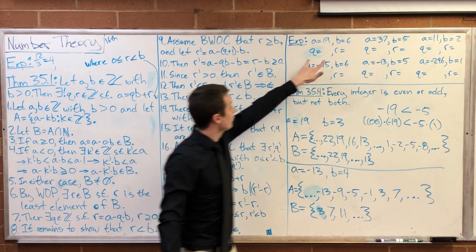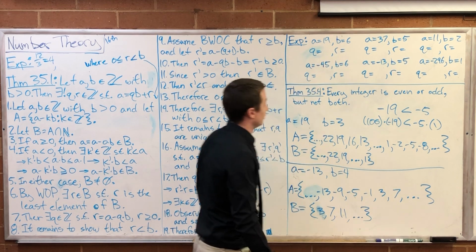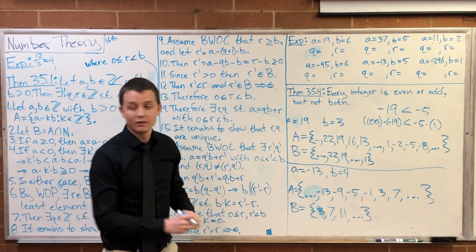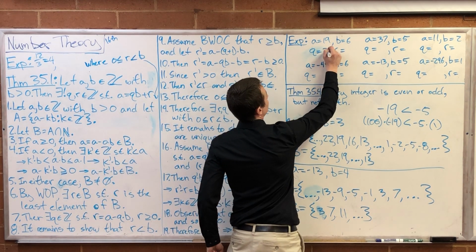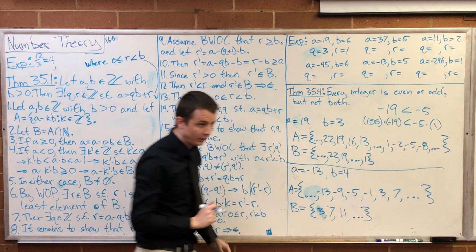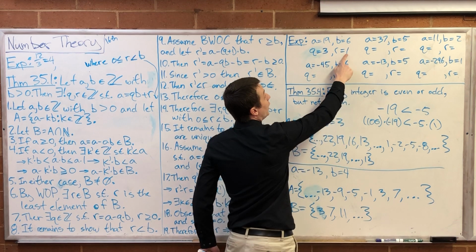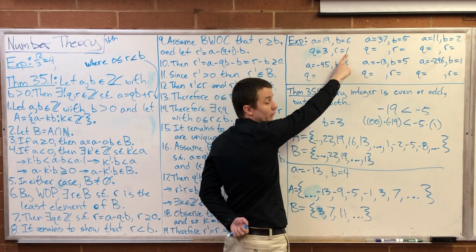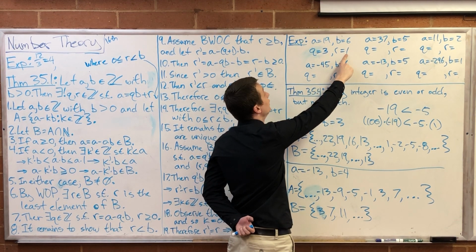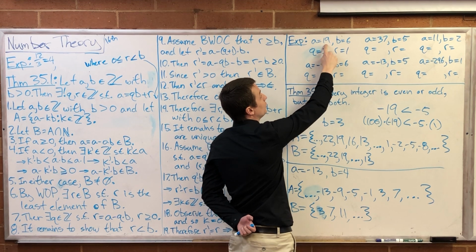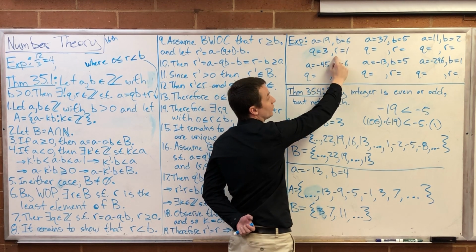So let's do it. 19 and 6. What's my quotient? 3. What's my remainder? 1. 3 and 1. Those are the two unique numbers that I can find where the remainder has to be between 0 and 6, such that 19 is equal to QB plus R.